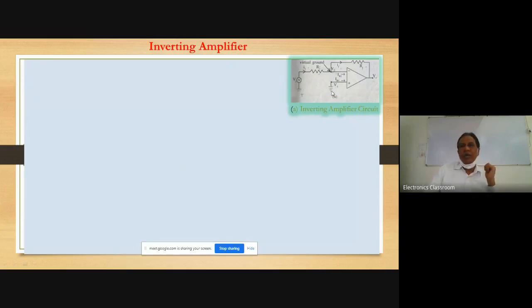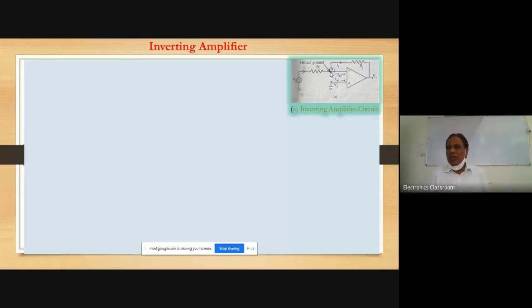What is the significance of the ordinary ground? The significance of the ordinary ground is that it has 0 volt potential and sinks, or draws, infinite current. Another point is that you can look at this upper side, which is the junction of this feedback. This is the junction point of R1, Ri and Rf. That is called the P1 point, and that P1 point is known as a virtual ground point.